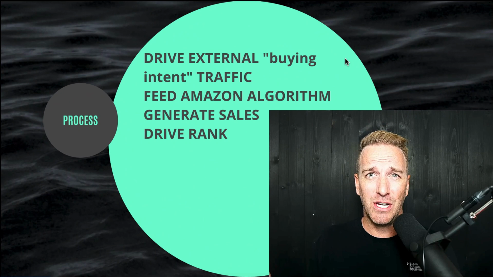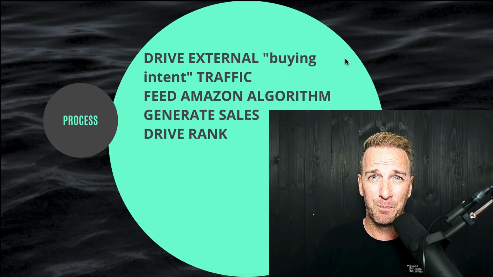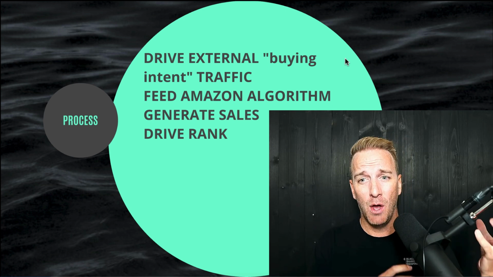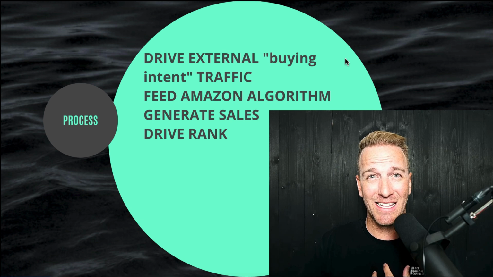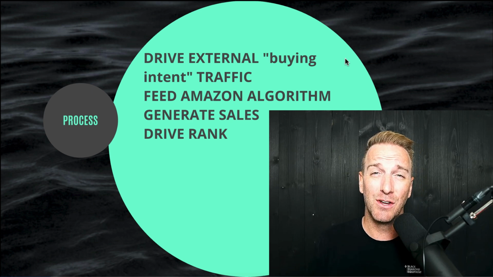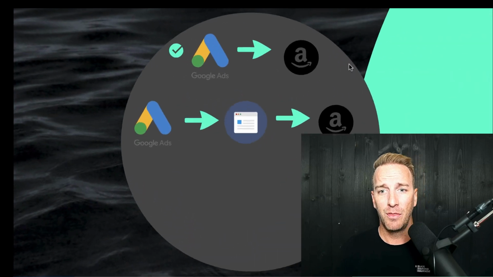Okay, so the strategy, it's pretty simple. We want to take external traffic, in this case from Google and the Google Ads platform, which is buying intent traffic. We want to then feed that to our Amazon listing, get impressions on our listing from external traffic, and some of those will convert into sales, which will benefit the listing and drive revenue to your listing and to your Amazon brand.